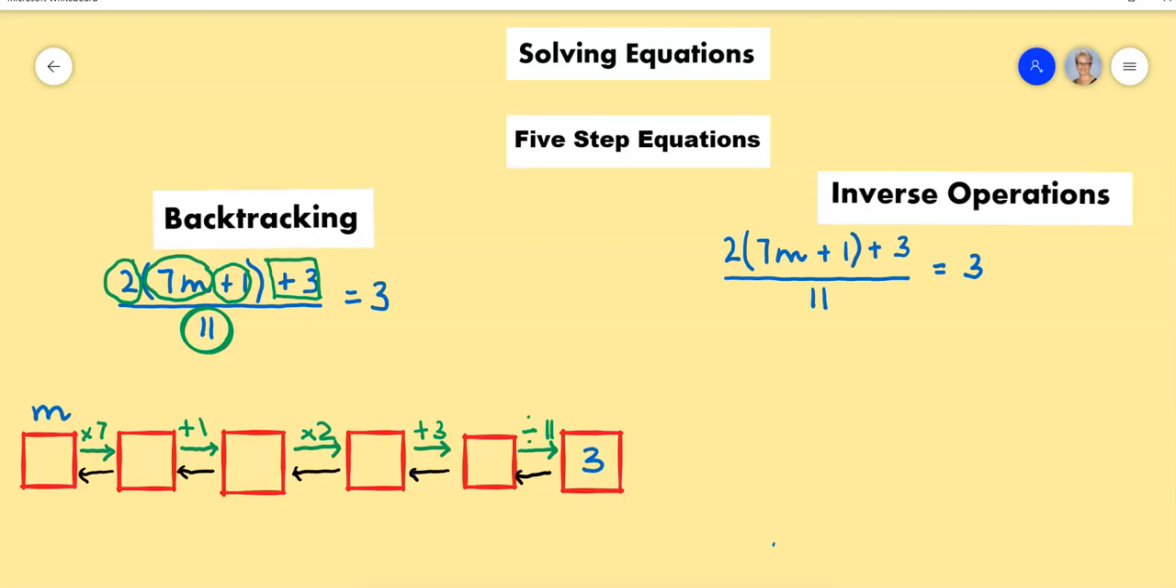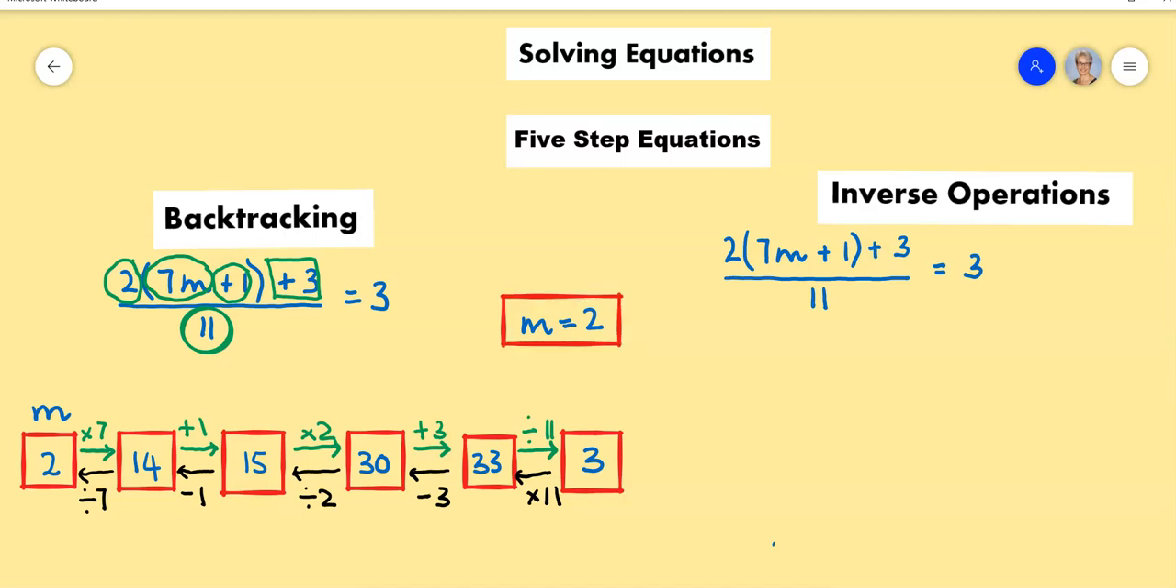Now to backtrack, we're going to do the inverse operations. So we've got times 11, minus 3, divided by 2, minus 1, divided by 7. So now let's work backwards to find our solution. 3 times 11 is 33. 33 minus 3 is 30. 30 divided by 2 is 15. 15 minus 1 is 14. 14 divided by 7 is 2. So our solution to this equation is m is equal to 2.